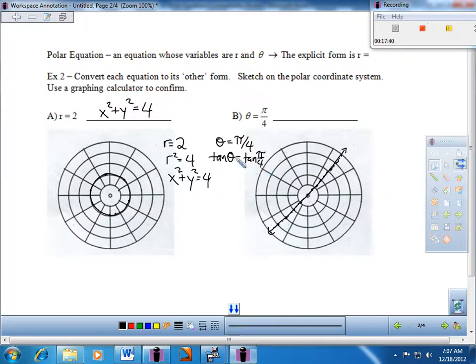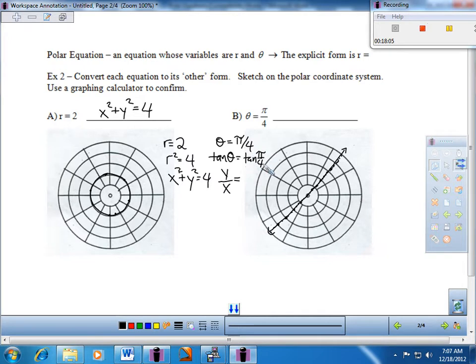Now remember, tangent of theta is something we've been looking at now for months. Tangent of theta is a ratio of the y to x. And now as you can see, what I've done is taken my polar form, in this case the theta, and changed it to y over x. And let's go one step further.